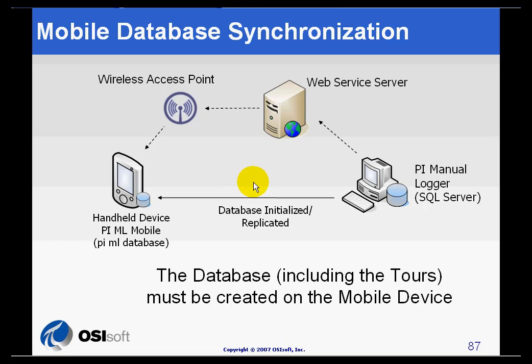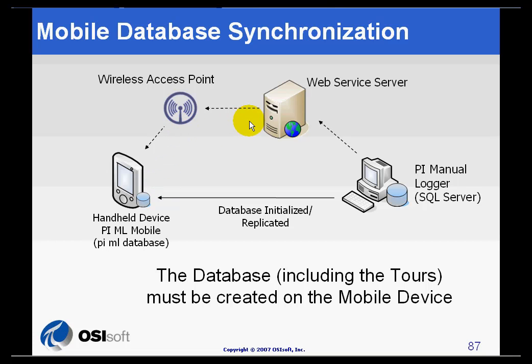Now that we have installed Manual Logger Mobile into our PDA, there are a couple of additional steps that we need to perform. First, and before we can do any tool run or collect any data, we must initialize the database onto the mobile device. What this is going to do is replicate the data that's contained in the database in the PC onto the PDA. The PDA will be able to communicate once this data is uploaded and stored in the PDA with the PC through the cradle or through a wireless access point.